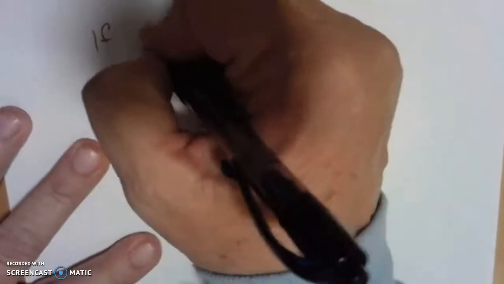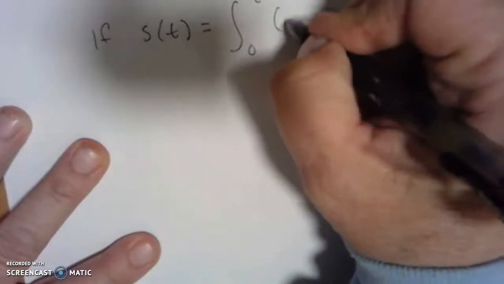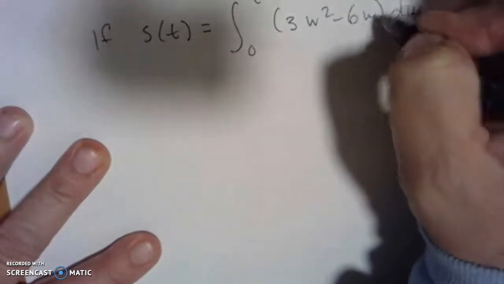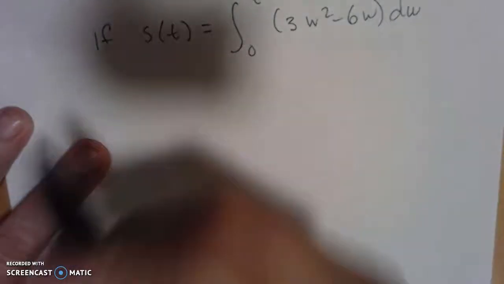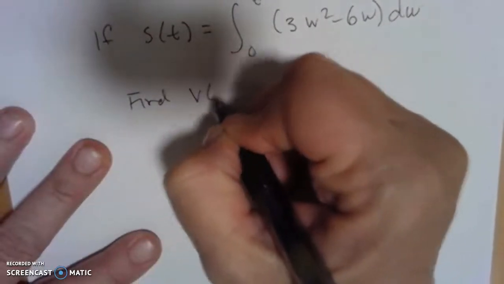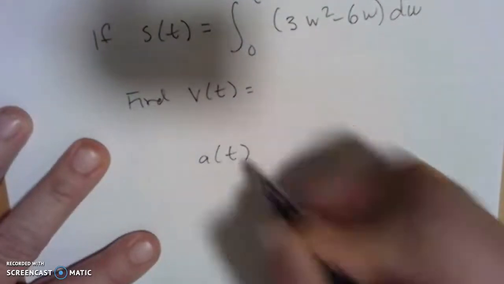Okay, I want to talk about one more thing. Let's say we have a problem like if s of t equals the integral from 0 to t of 3w squared minus 6w dw. Okay, what if we want to find the velocity and we want to find acceleration?